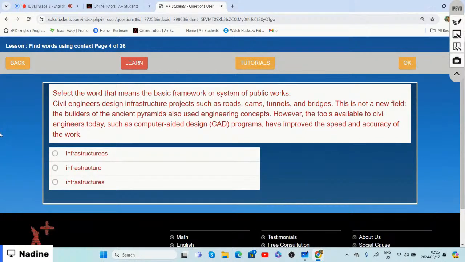All right, so we need to select the word that means the basic framework or systems of public works. Civil engineers design infrastructure projects such as roads, dams, tunnels, and bridges. This is not a new field. The builders of the ancient pyramids also used engineering concepts. However, the tools available to civil engineers today, such as computer aided design, CAD programs, have improved the speed and accuracy of the work.